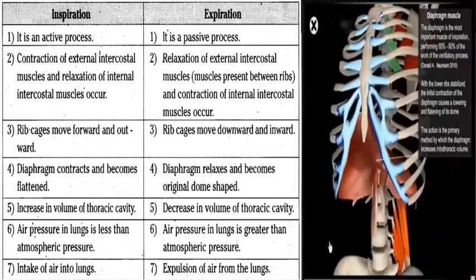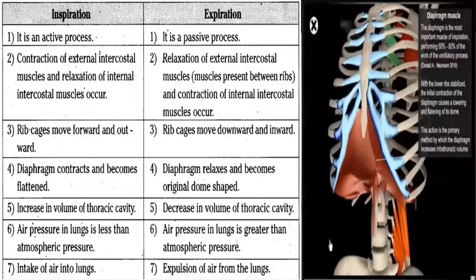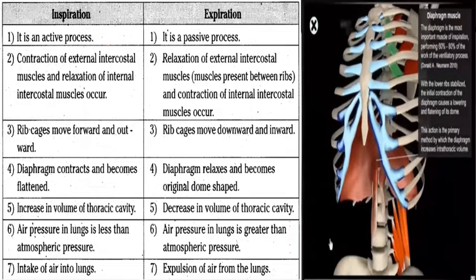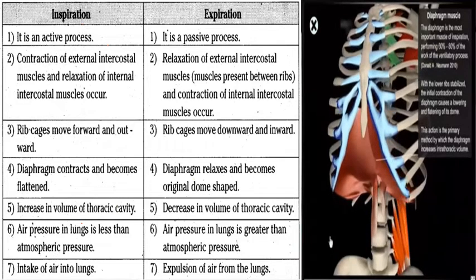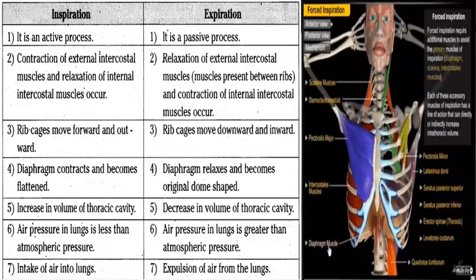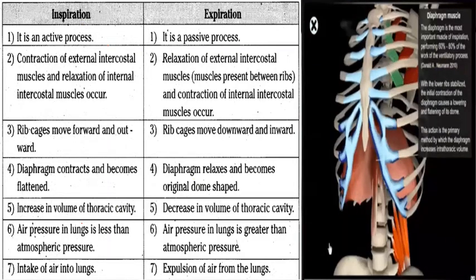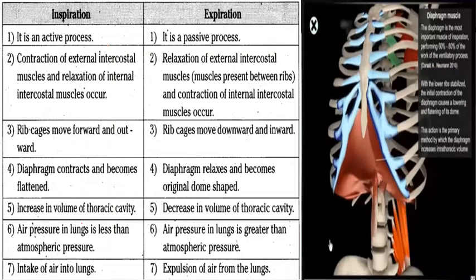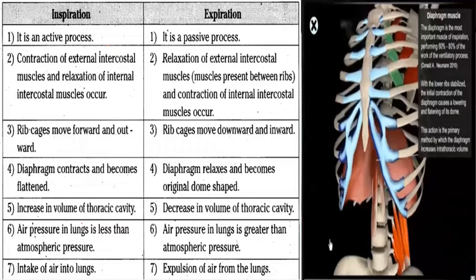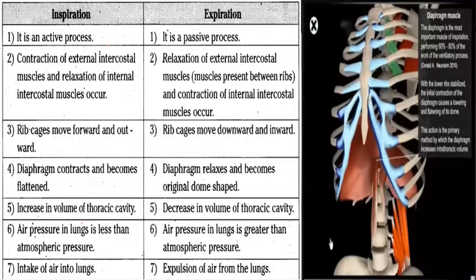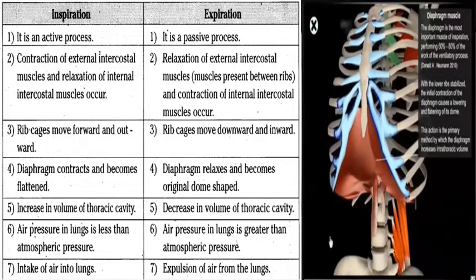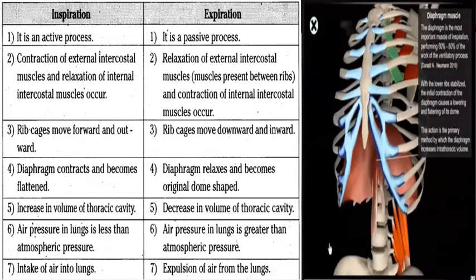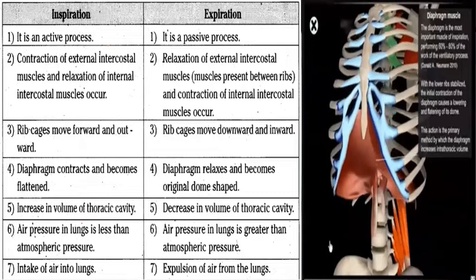Actually, inspiration, inhaling the air, is an active process. Active process means, as you have studied in 9th class, the process which is done by the expenditure of energy. So inspiration, breathing in, is done by the expenditure of energy. The energy is produced by cellular respiration, that is called ATP.